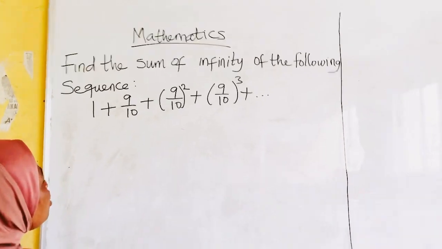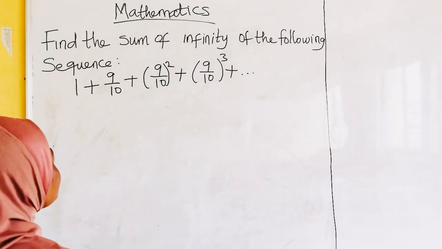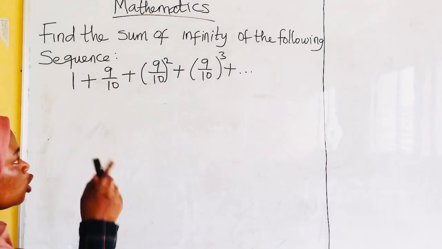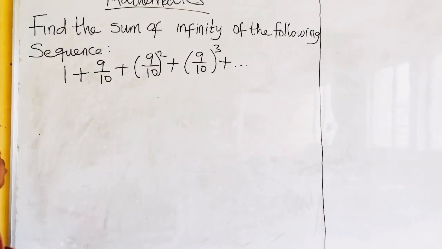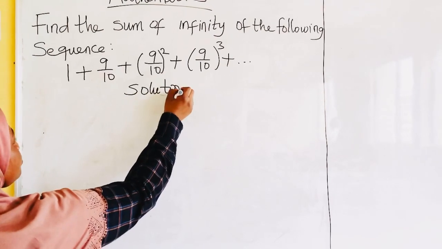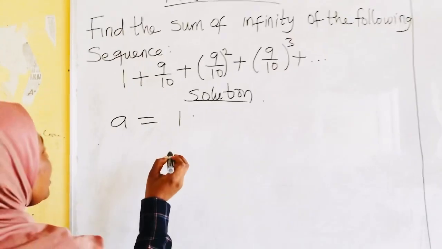Find the sum to infinity of the following sequence: 1 plus 9 over 10 plus 9 over 10 squared plus 9 over 10 cubed plus... Solution. The first term here is equal to 1.